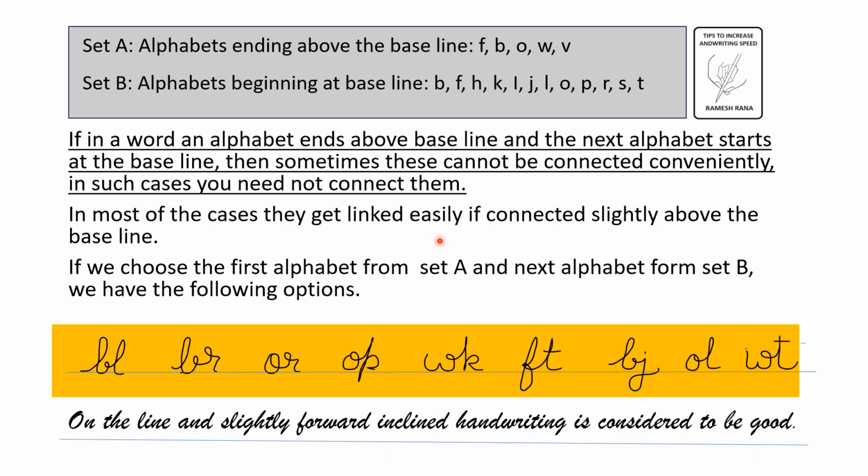On the line and slightly forward inclined handwriting is considered to be good. And I tell you, it is faster than perfectly vertical handwriting.